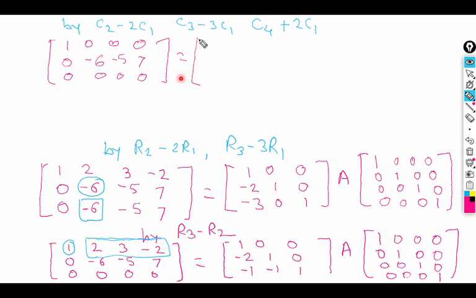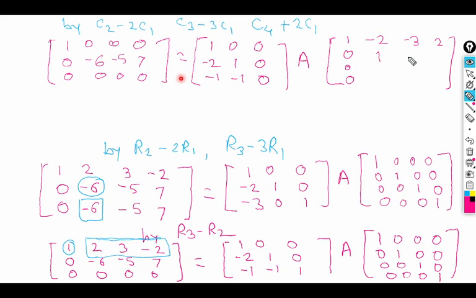RHS now, as these are column transformations, there will not be a change in the first matrix. It's as it is, 1 0 0, minus 2 1 0, minus 1 1. That's one. The matrix A as it is. Now here is a change because these are column transformations. It will make the change in the last matrix only. 1 0 0 as it is. Now it is C2 minus 2 C1, C3 minus 3 C1, and C4 plus 2 C1 that way. And it is 1 0 0 0 1 0 0 0 1. So remaining elements as it is. So we came up to this step.